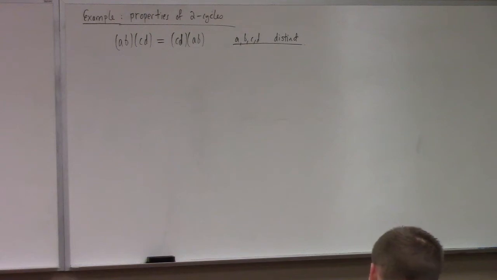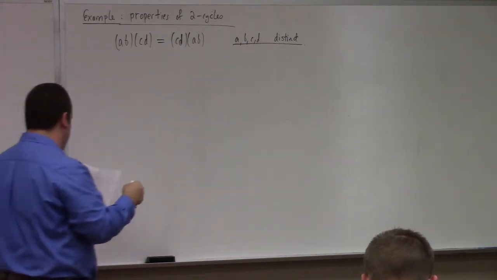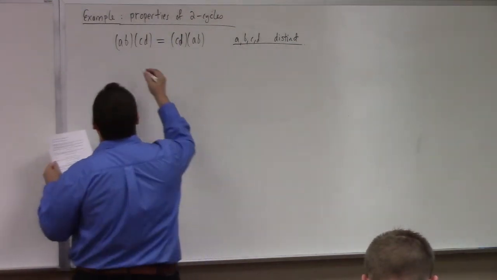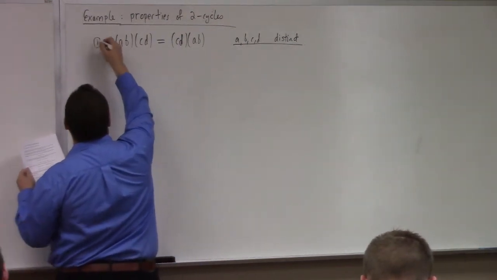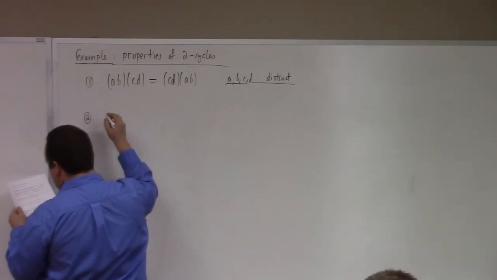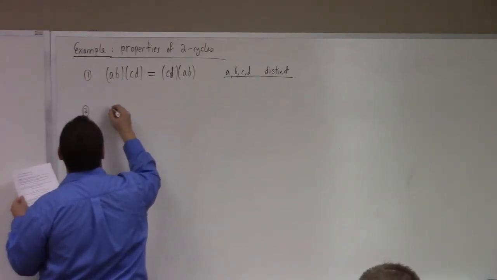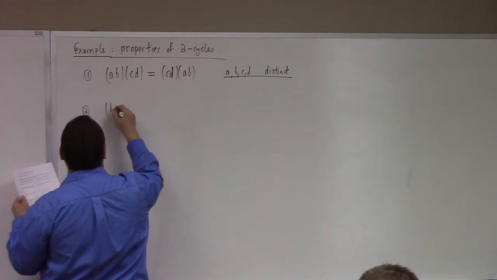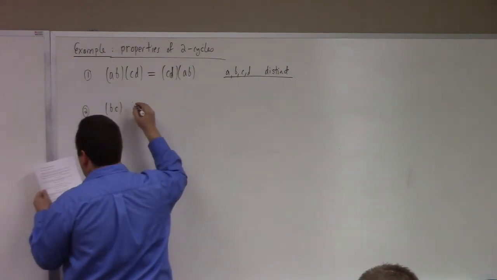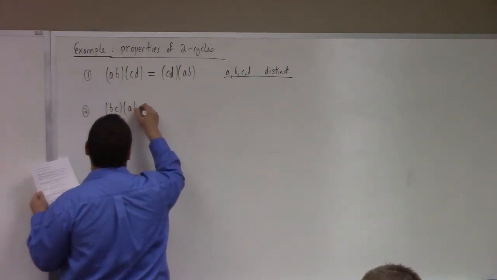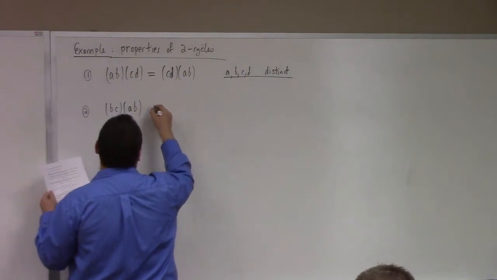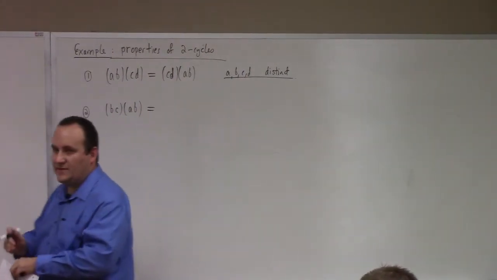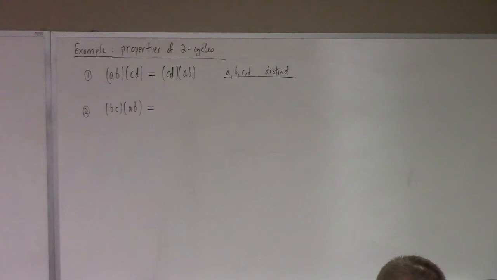We proved last class that disjoint cycles commute. So this is one thing we can say. If we have disjoint 2-cycles, of course they commute. Special case. Let's see here. That's point number 1. Point number 2, if we look at, say, (B C) times (A B), and throughout all these formulas, I'm assuming that A, B, and C are distinct, okay? Otherwise, what I'm about to write won't make sense.